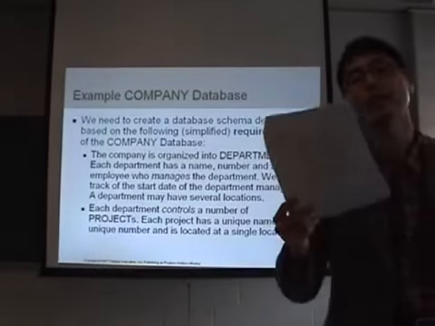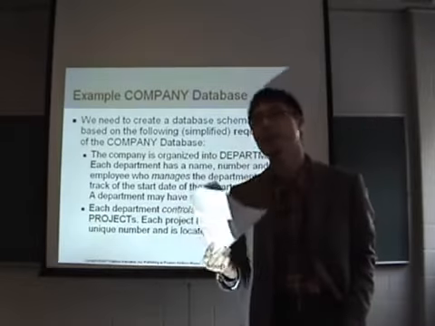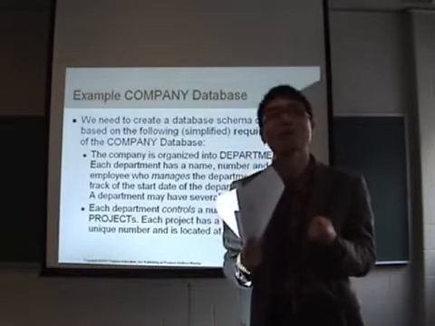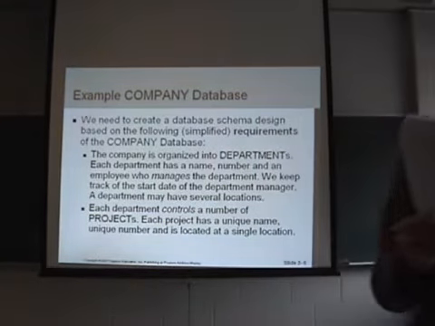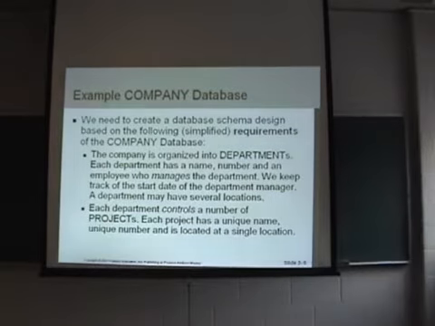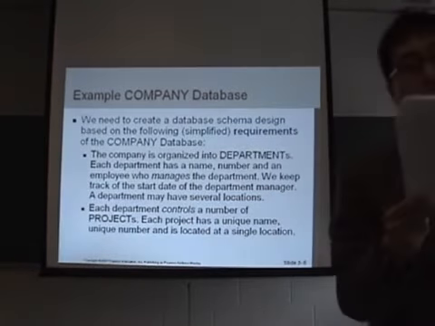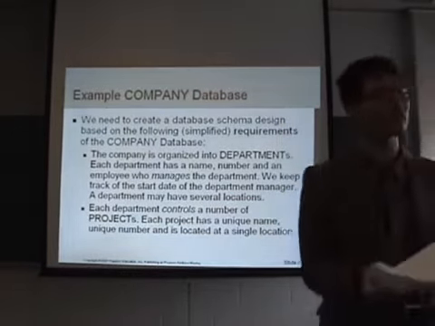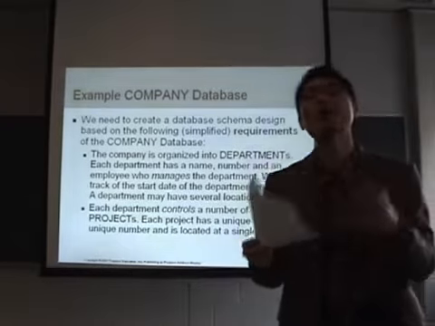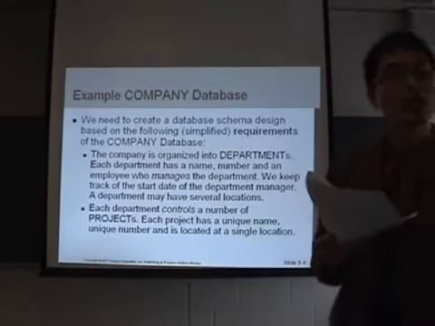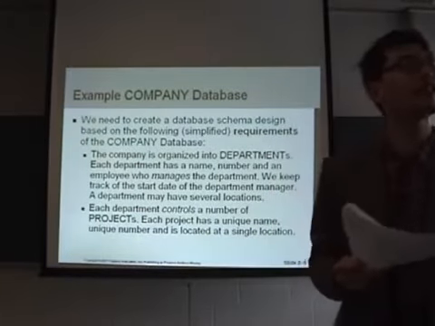Company is organized into departments. So department may be an important thing. We need to keep such information as data. Each department has a name, number, and an employee who manages the department. We keep track of the start date of the manager. Also, a department may have several locations, which means department is important information. What kind of object is it? We are going to regard such department information as an entity. So that is an entity.